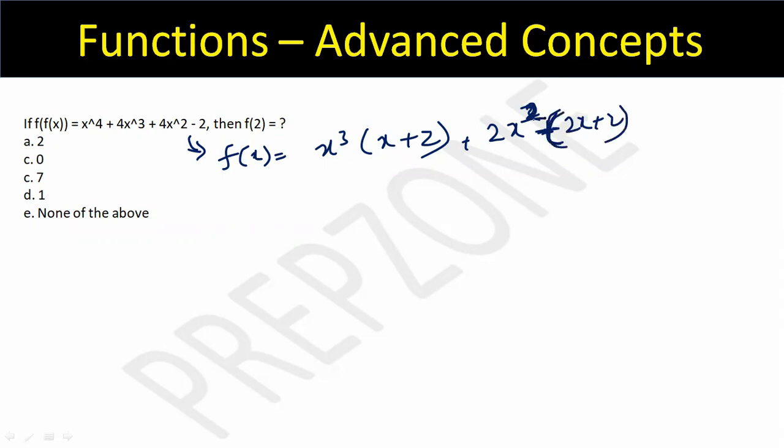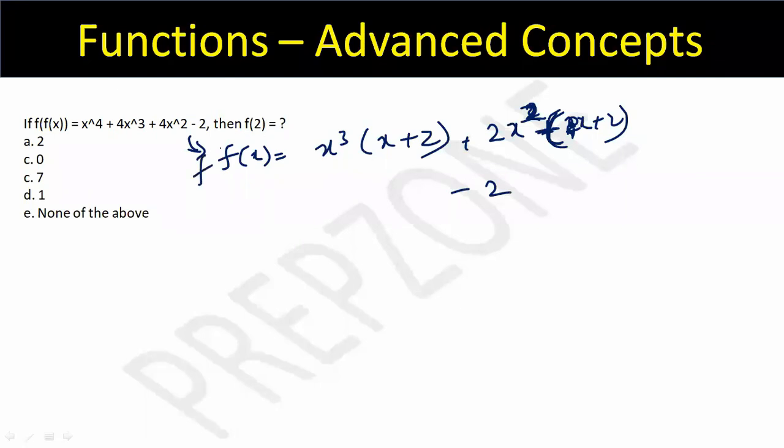Okay. x plus 2 inside the bracket, not 2x plus 2 inside the bracket. Okay. Minus 2 at the end. So this becomes x into x plus 2, the complete whole square, minus 2.